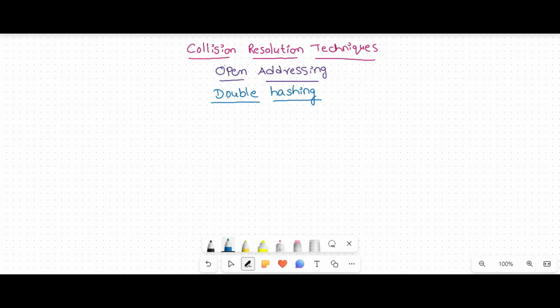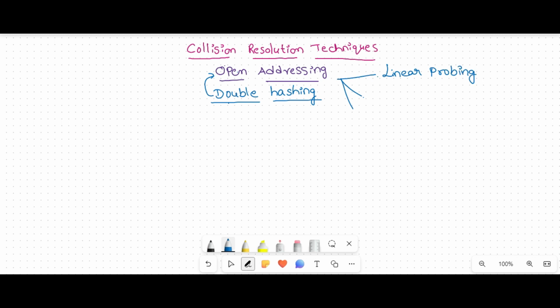Hi students, in this video we are going to discuss the double hashing technique. Double hashing is another type of technique in open addressing. In open addressing we have three types of collision resolution techniques. If you have not seen the previous two techniques, linear probing and quadratic probing, please watch those videos.